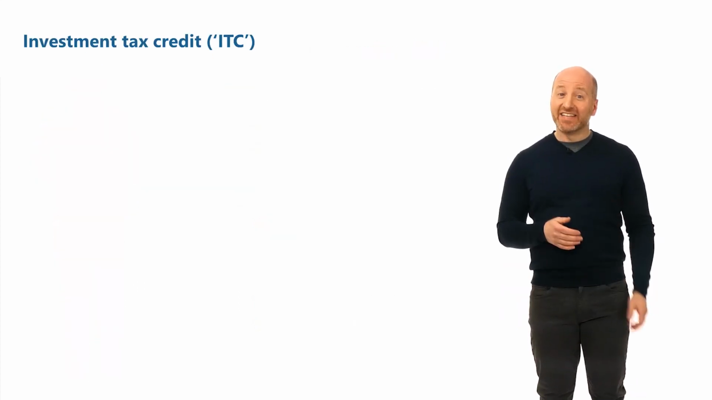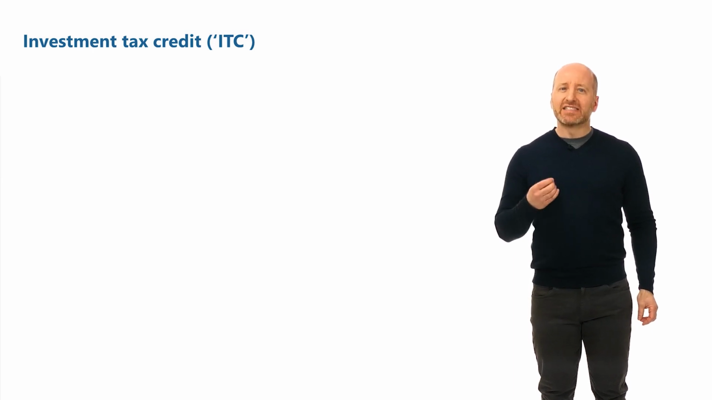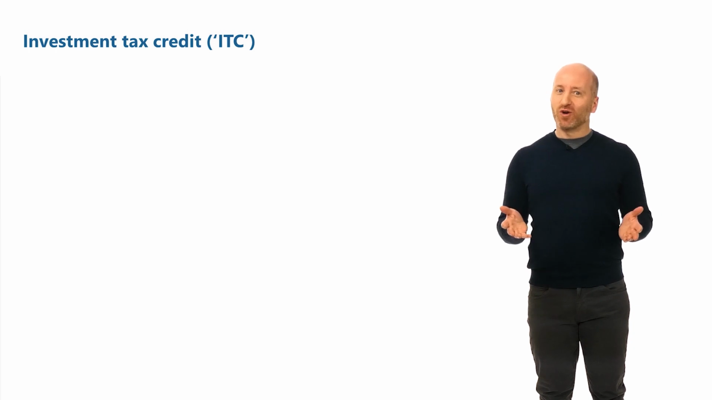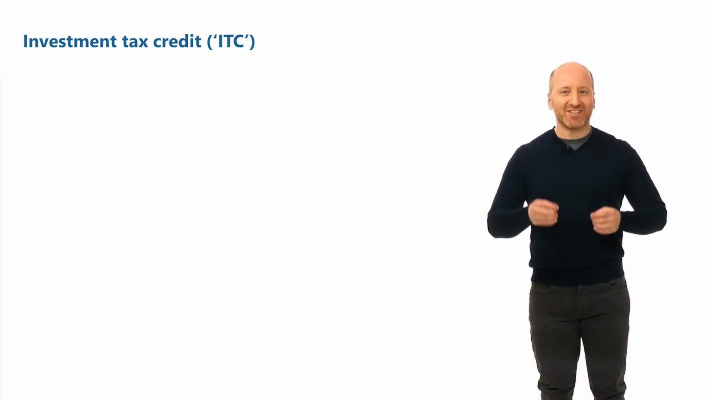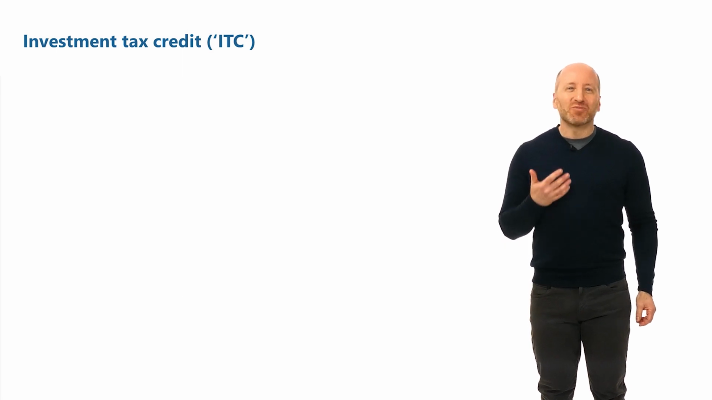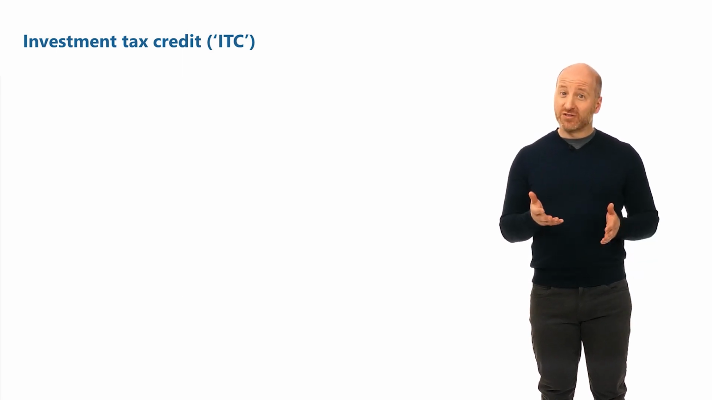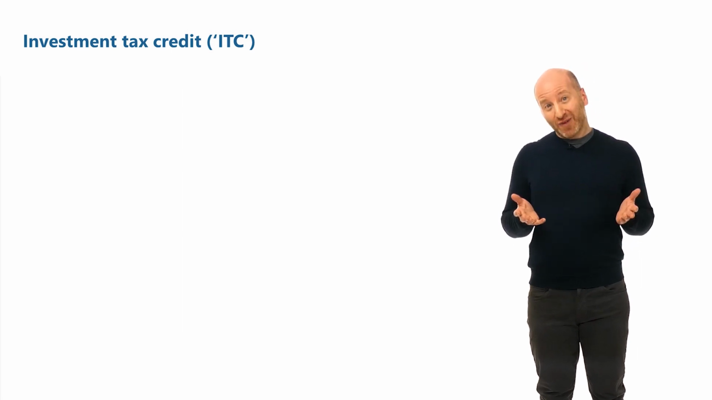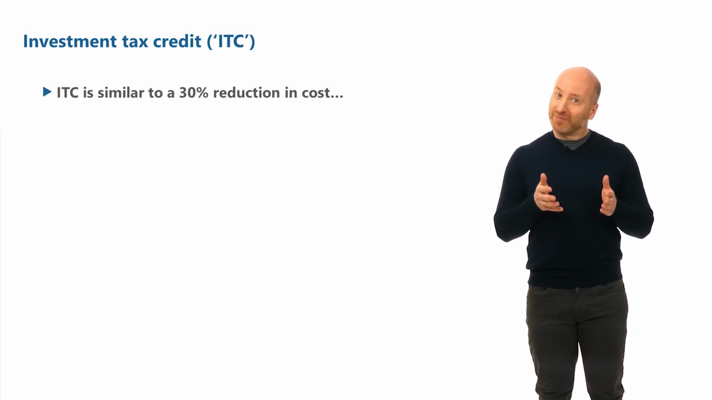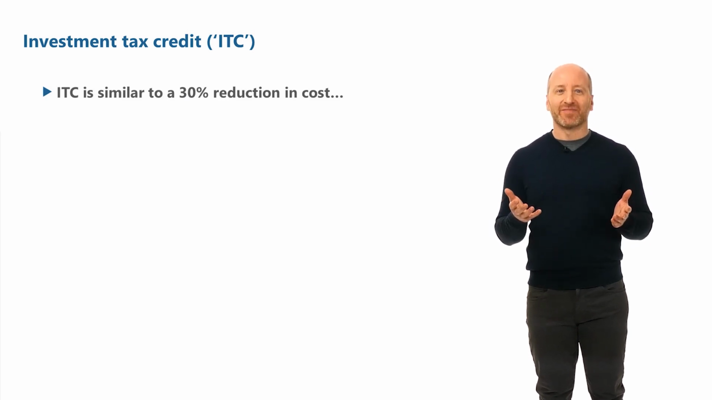Because the ITC is an upfront credit, some investors think of it as if they're able to buy a $100 asset for only $70, net of the tax credit. And when you think of it that way, it doesn't really seem totally fair for the investor to benefit from $100 of depreciation expense for something that effectively only cost them $70. And so sometimes when the government gives, it also takes away.